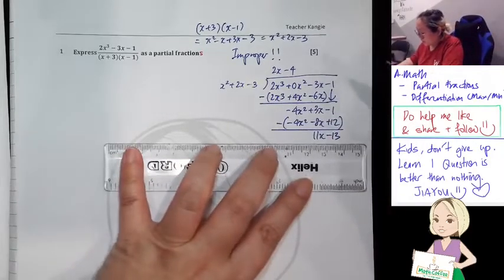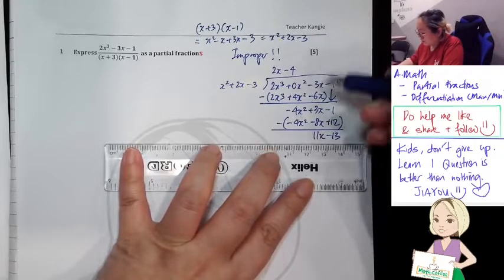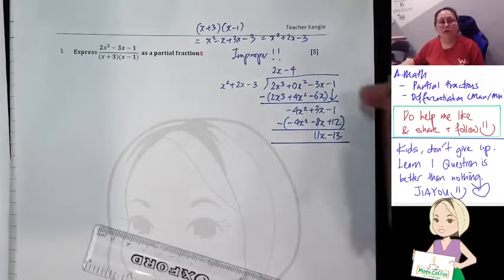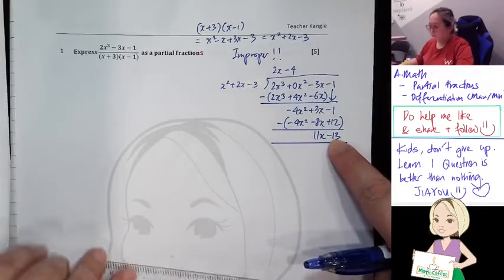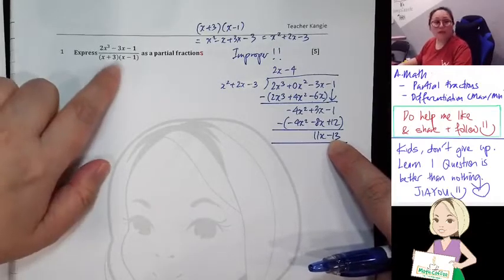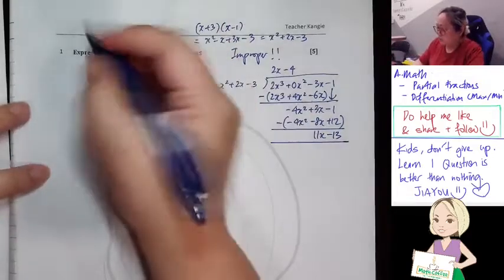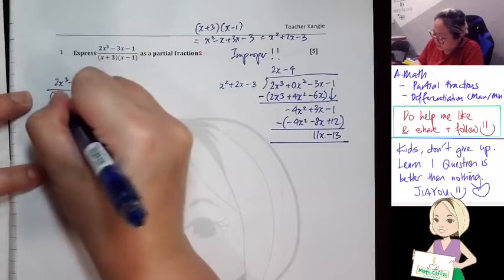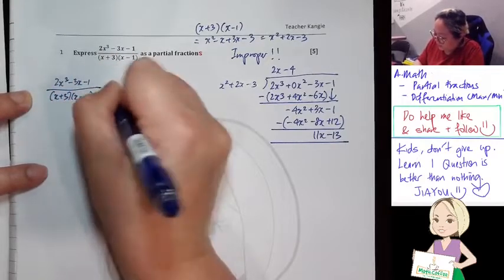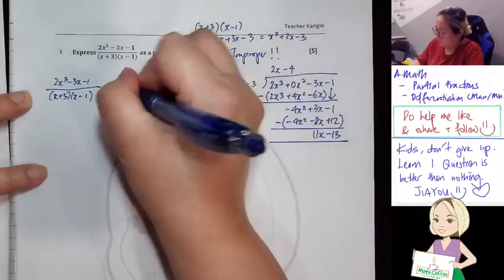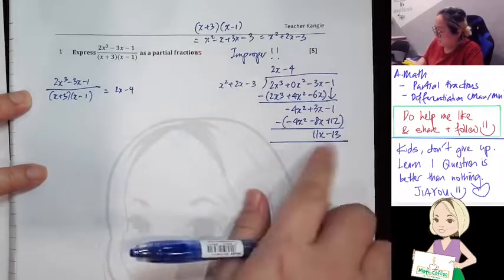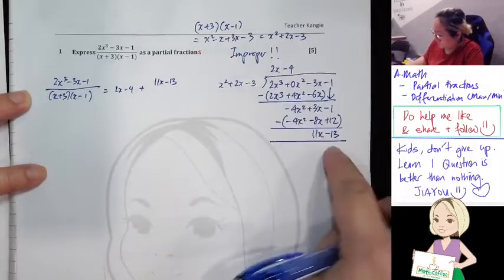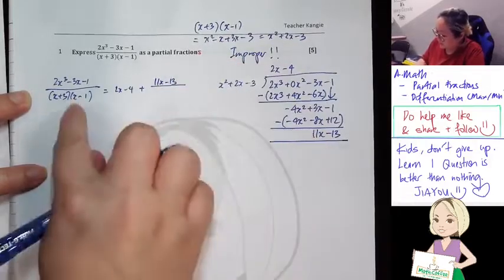This is usually learned in Sec 3A math under polynomial. After polynomial, they teach partial fraction. So this will be my remainder. So what you're going to do is put this in the mixed number form. So you'll put this 2x cubed minus 3x minus 1 over, put back into the bracket, x minus 1, equals to the quotient 2x minus 4 plus the remainder over the divisor.